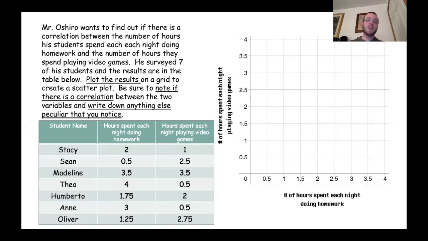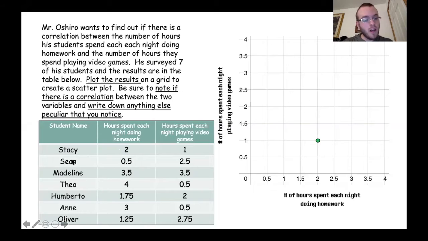All right, hopefully you were able to make a scatter plot. And now we're going to go over it, create it on here, and see how well yours matches. So Stacy, the first student, spends 2 hours each night doing homework. So we look at the horizontal axis, because that's the axis that represents the number of hours doing homework. And we go over to 2, and Stacy also plays 1 hour of video games each night. So we go up the vertical axis to 1, like we see over there, and that's where our first data point is going to go.